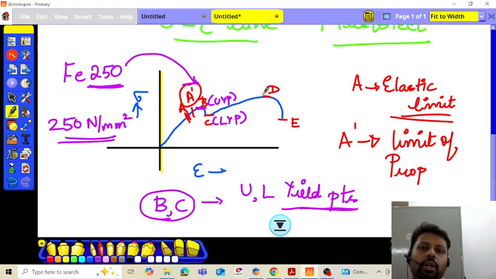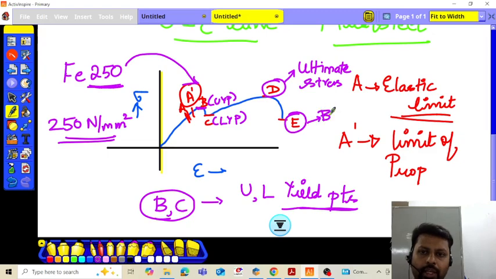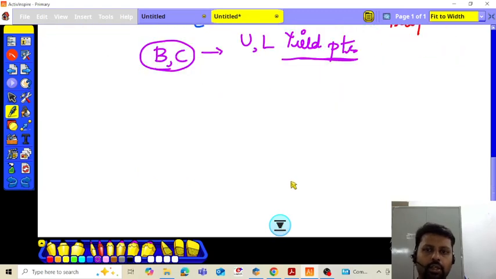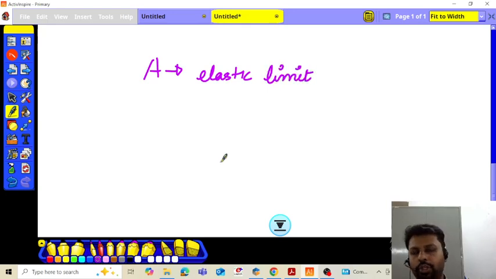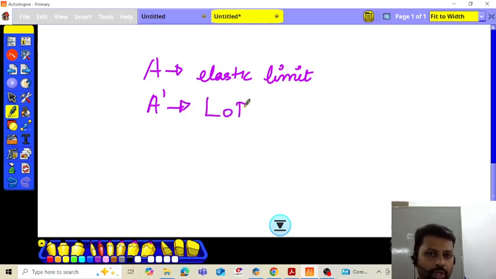Now coming to D, this is the maximum stress that the material can take, hence it is called ultimate stress. And finally E is the breaking point, right? So I'll just rewrite it again. A is the elastic point where the material can come back to its original position after the load is removed. A dash is the homework which I was talking about, the limit of proportionality. It's very important, so please do note it down.